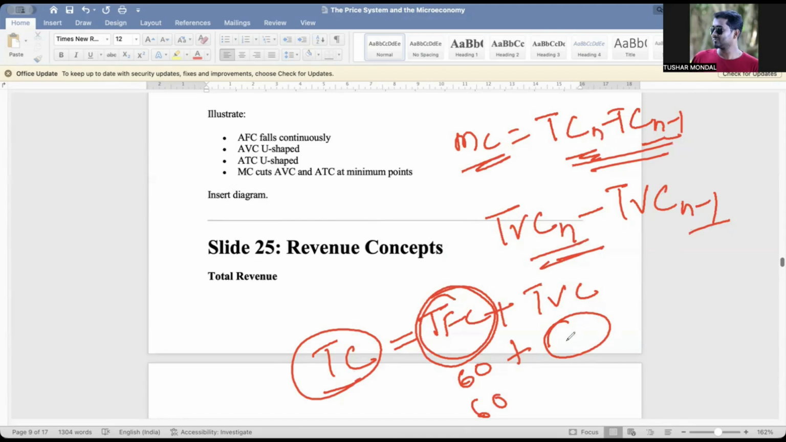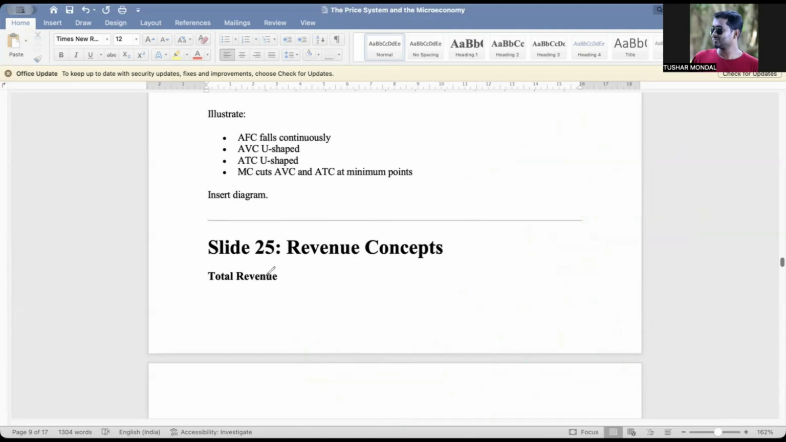Okay, let us see an example. Say total variable cost is 10, so total cost is 70, and here total variable cost is 20, so total cost is 80. Now find the change: total variable cost 20 minus 10 is 10. Here also 80 minus 70 is 10. You can go either way. Okay, so that is the topic we have finished. Revenue concepts we are going to see next class. Thank you.